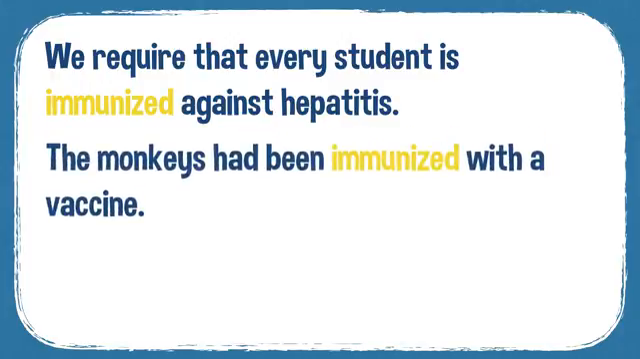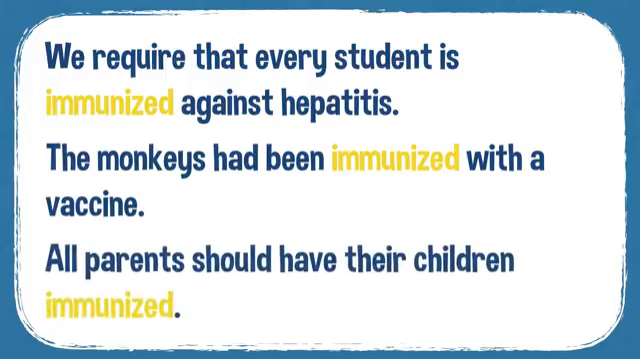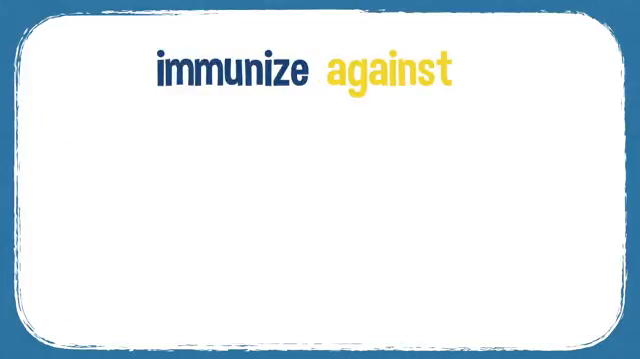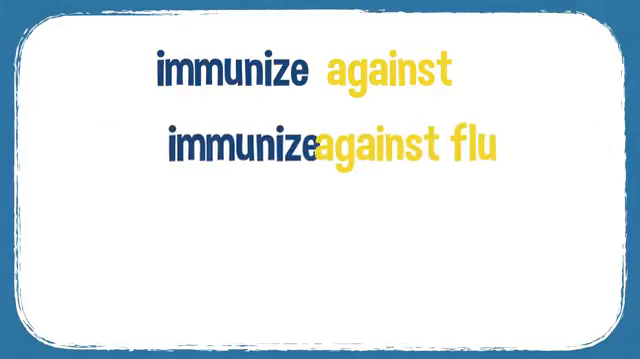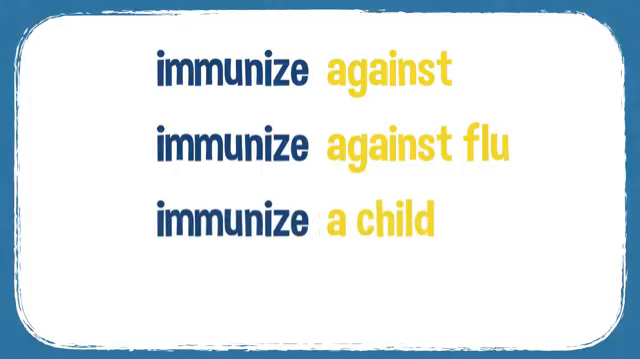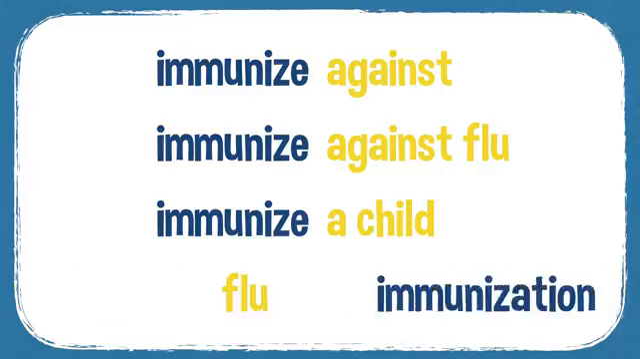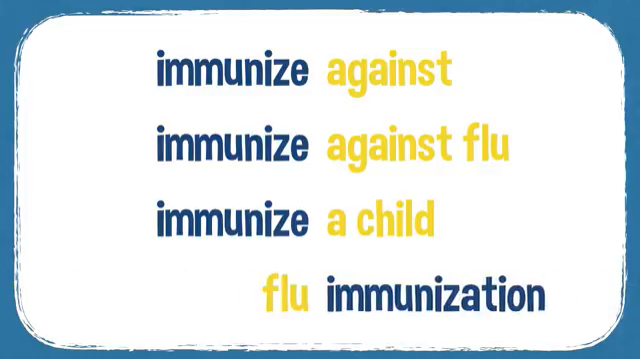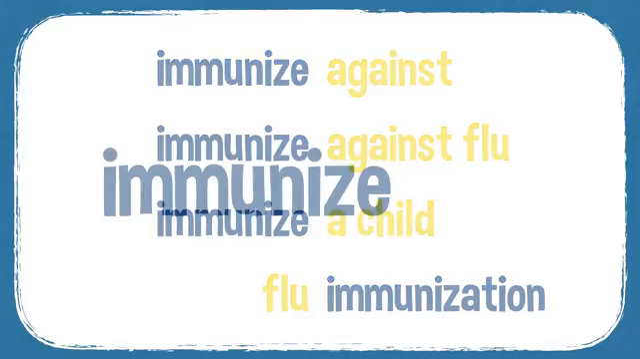The monkeys had been immunized with a vaccine. All parents should have their children immunized. A very good idea. Stops disease from spreading. So we immunize against things. You can immunize against flu. You immunize a child or a student. We'd often talk about flu immunization, or a particular disease immunization like flu.